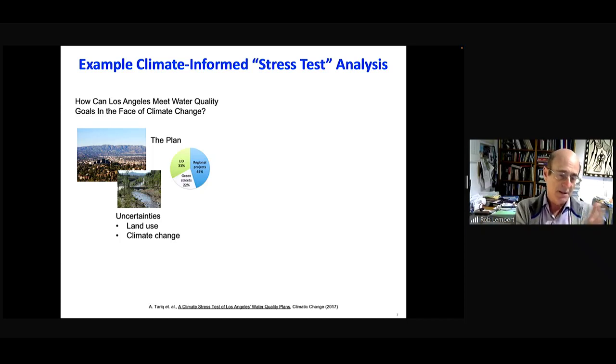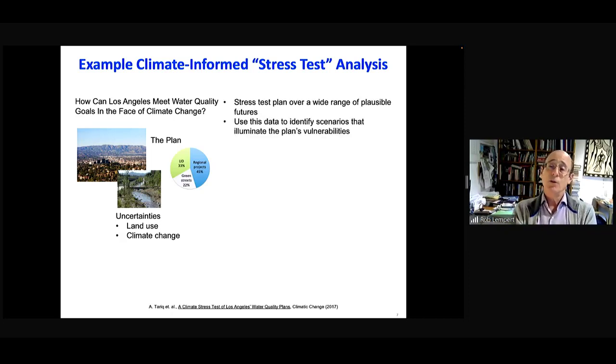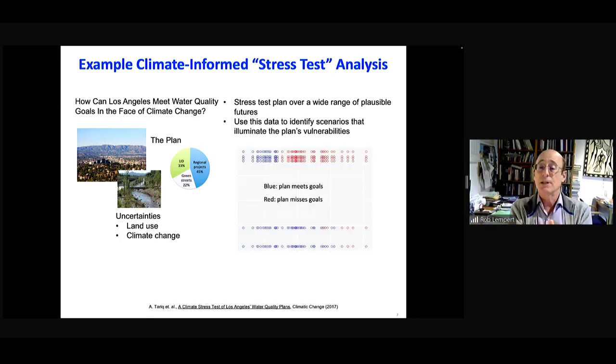And as I said, they assumed a stationary climate. So in this analysis, we went in and asked the question, what would the effect of uncertainties about land use changes and climate change have on these plans? And just to give you a brief overview, we took a broad ensemble of different climate projections. This was done at the time when CMIP-5 was the set to use, and we used this data to run a wide range of scenarios, here a couple of hundred, stress testing the plan over a range of different futures, which combine different land use and different climate change.